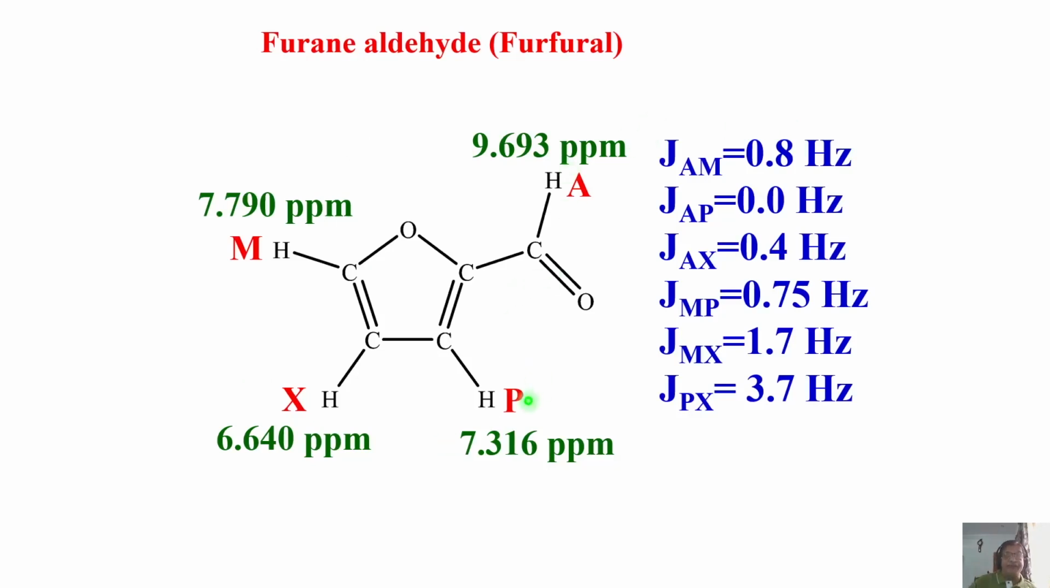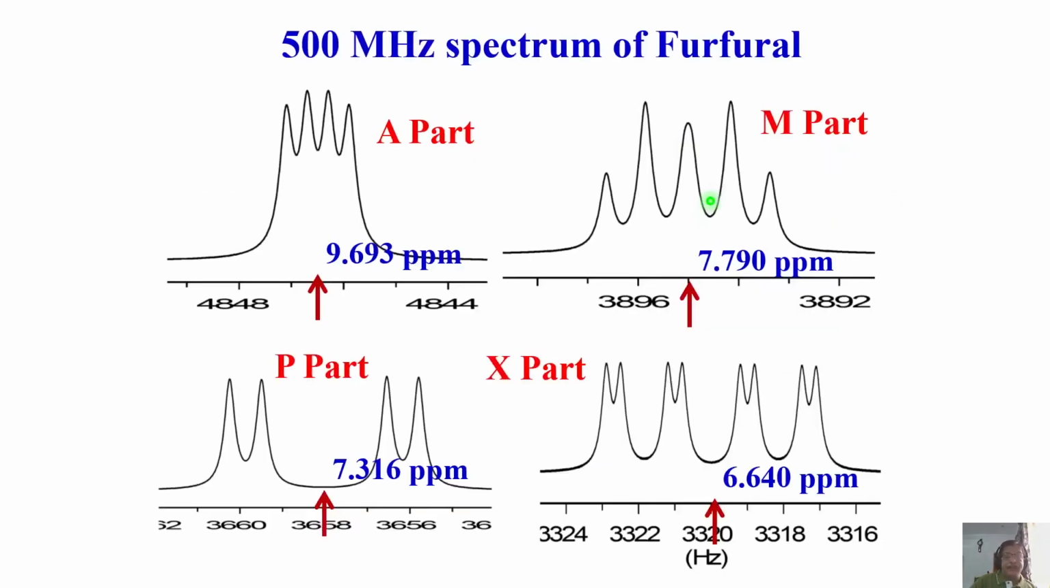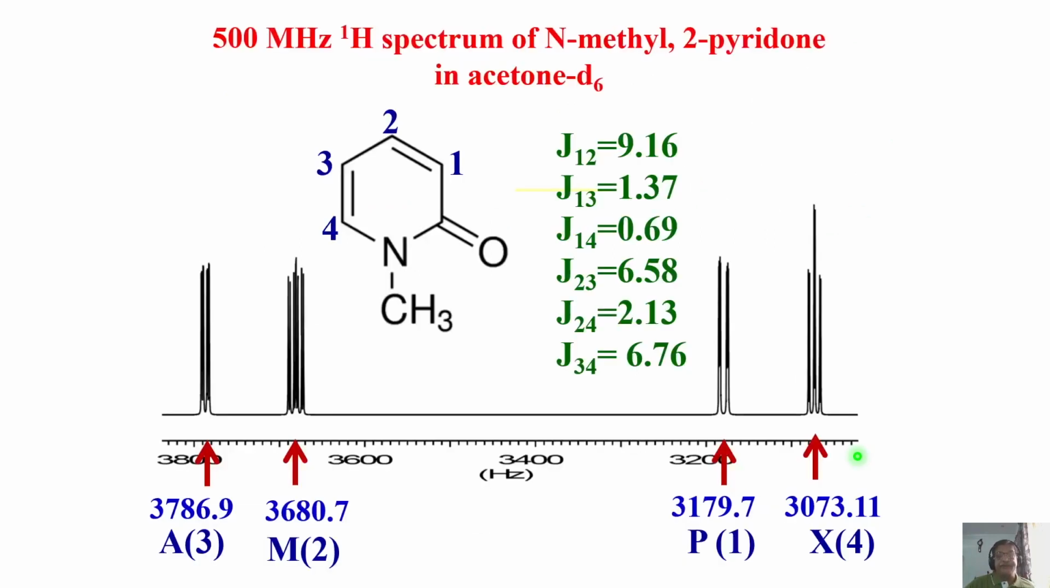Similarly, if you look at AP, the chemical shift separation is 2.3 ppm. What is the AP coupling? Almost, it is 0. It is a fantastic particular case; not 0 means they are unable to measure it because of the line width. So this is the case. In this molecule, this is the A part, this is the M part, a P part and X part. Very easily, you can analyze these things.